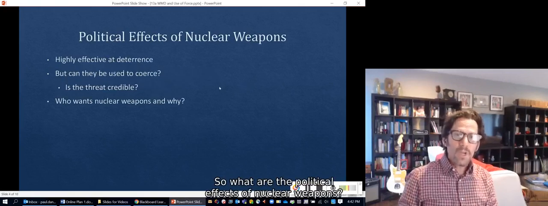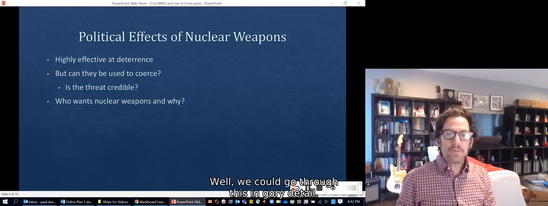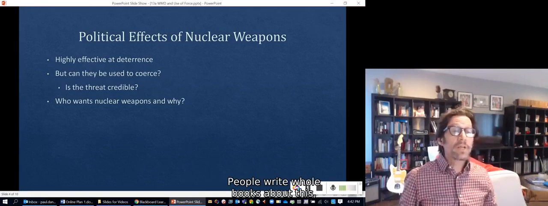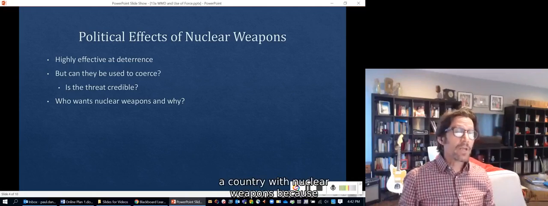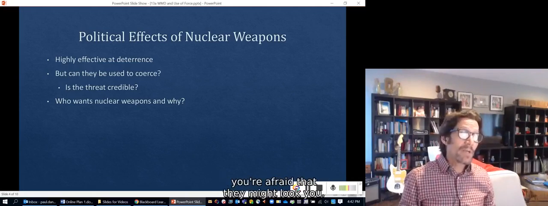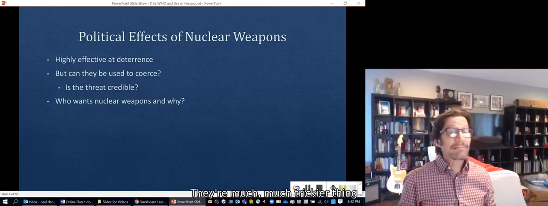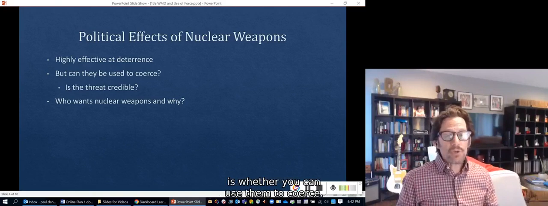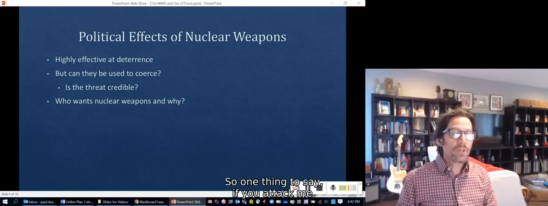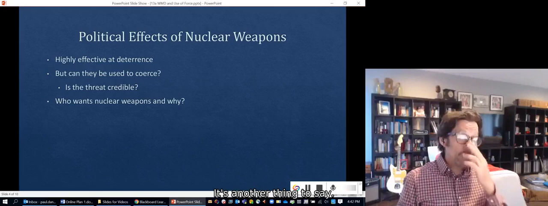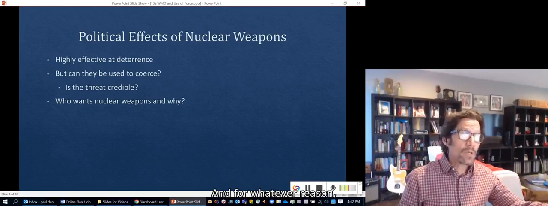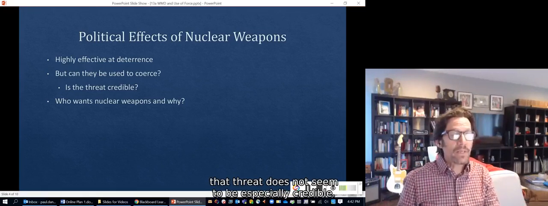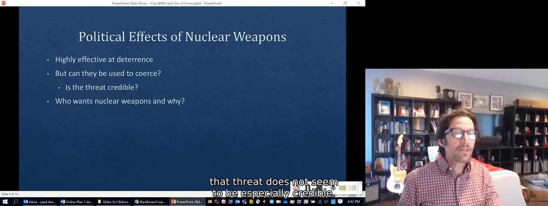So what are the political effects of nuclear weapons? Well, we could go through this in gory detail. People write whole books about this, but I'm going to boil it down to this. They seem to be highly effective at deterrence. Nobody wants to attack a country with nuclear weapons because you're afraid that they might nuke you. The much trickier thing is whether you can use them to coerce. It's one thing to say, if you attack me, I'm going to nuke you. It's another thing to say, please do what I ask, or I'm going to nuke you. And for whatever reason, that threat does not seem to be especially credible.